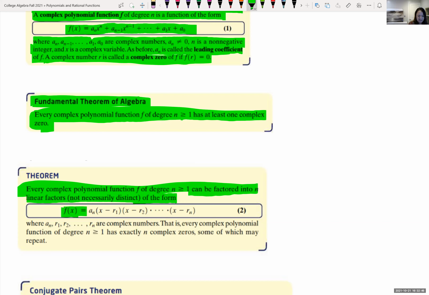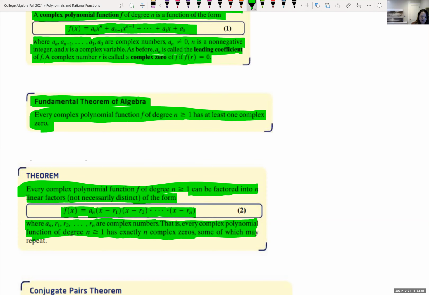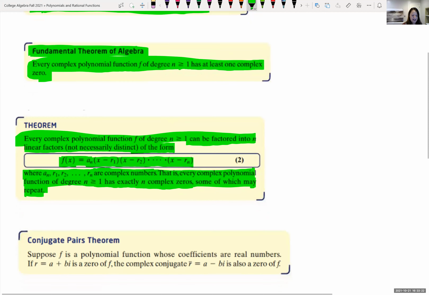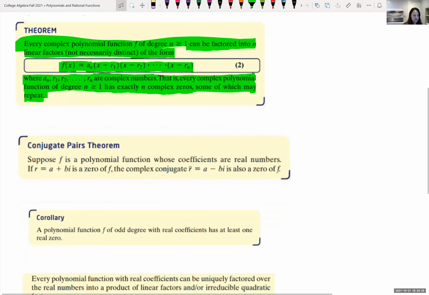So we can write it as f of x equals a sub n times x minus r sub 1 times x minus r sub 2 dot dot dot times x minus r sub n, where a sub n, r sub 1, r sub 2, dot dot dot, r sub n are complex numbers. That is, every complex polynomial function of degree n greater than or equal to 1 has exactly n complex zeros, some of which may repeat. So I mentioned this before, I know, last class period. If we have a degree n polynomial, we can break it down into n linear factors.